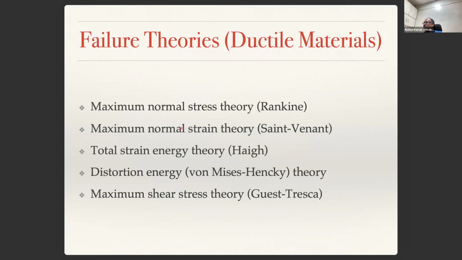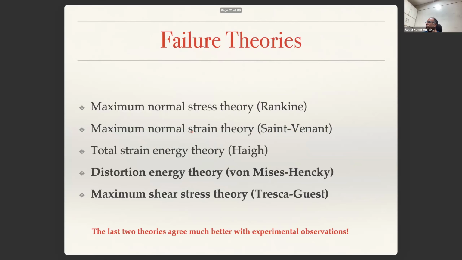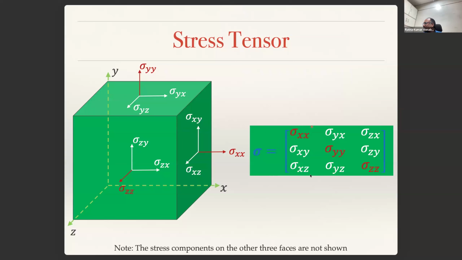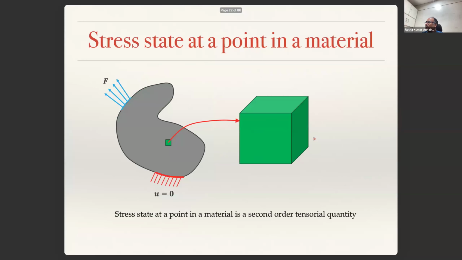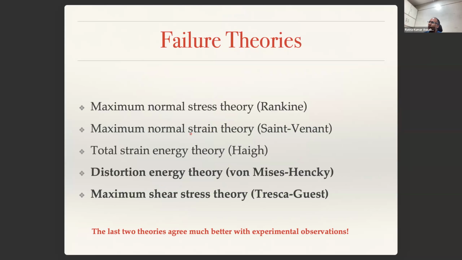That is what Rankine theory says. And the maximum normal strain theory, which is also called Saint-Venant theory, says that corresponding to this stress state, you can also write the strain tensor, epsilon xx, epsilon yy, epsilon zz, epsilon yx, epsilon zx, and so on. Now you look at the maximum absolute value of normal strain, and if that maximum normal strain becomes equal to the strain at yielding for a uniaxial tension test.